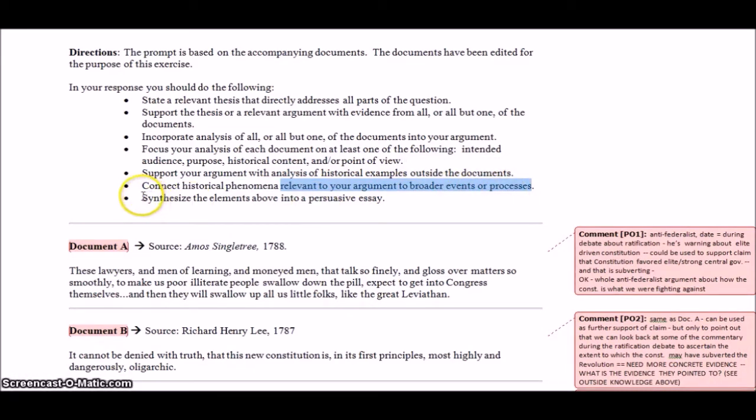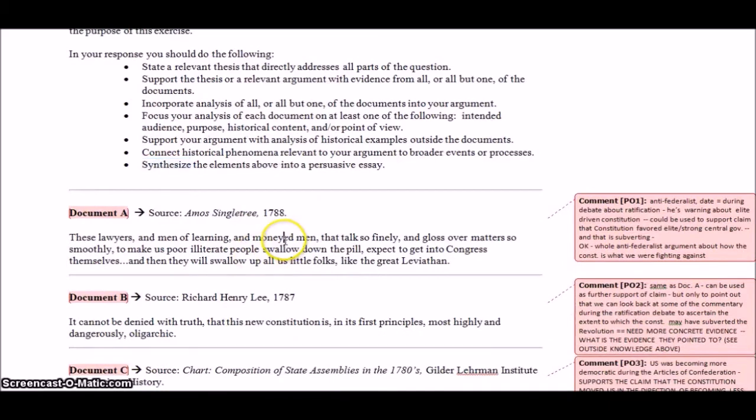And you are to synthesize or combine all this stuff, documents, outside knowledge, into a persuasive essay or an argumentative essay, it should say. Okay? So now let's get to the 7 documents.